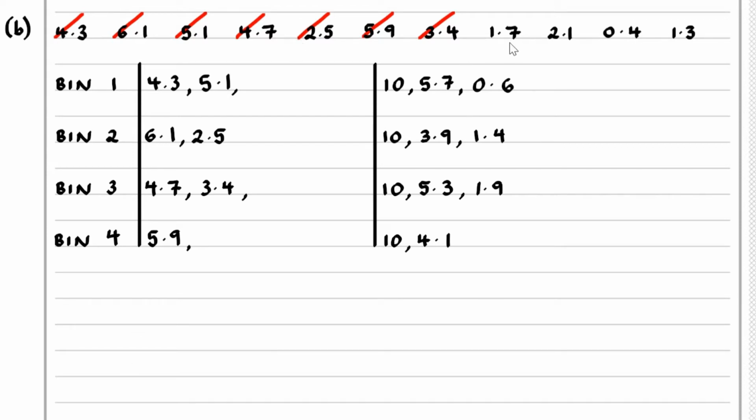Let's now take a look at the 1.7. There is not enough space in bin 1, there is not enough space in bin 2, however, there is enough space in bin 3. So we can place the 1.7 into bin 3, and so the space left over will be 1.9 subtract 1.7, which is equal to 0.2.